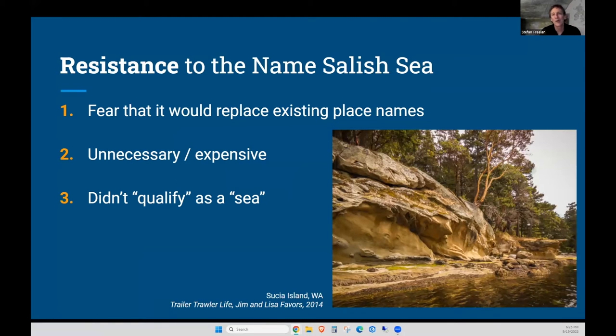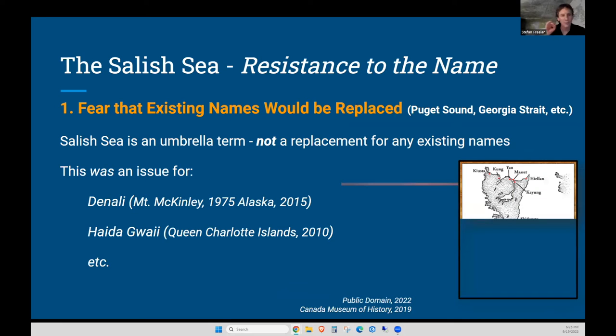So we looked at what went wrong the first time, and there was resistance. There's always resistance to anything you do. And it had sort of three categories. The first was the fear that the Salish Sea was going to replace existing names. The second one was that it was just unnecessary and expensive. And the third concern was that the Salish Sea doesn't qualify as a sea. So I want to briefly touch on all these.